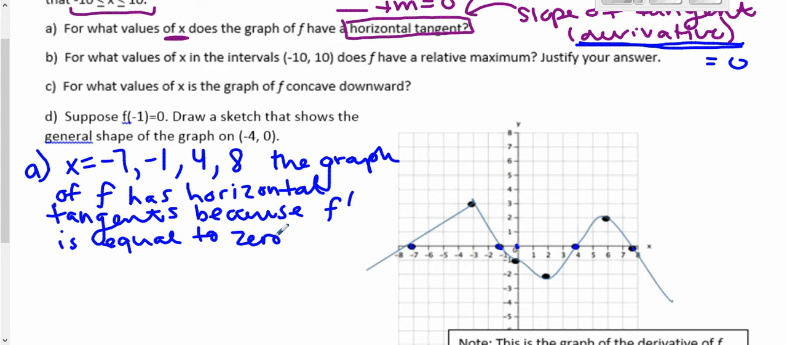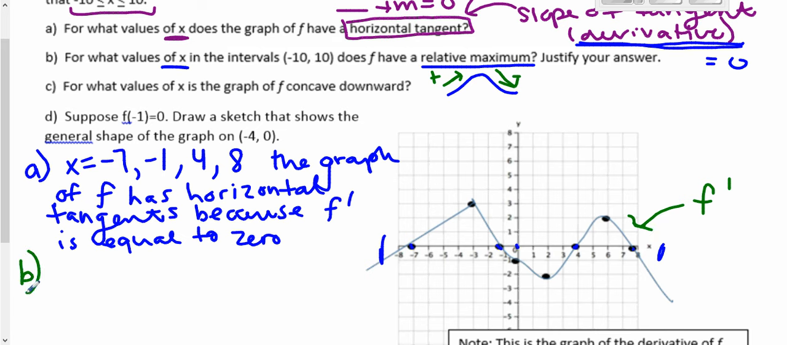Now let's look at B. So we're still going to answer in x values. So in the interval, we're looking from -10 to 10. So that just means basically we're looking at a graph. Does f have a relative maximum? So a maximum on our original graph looks like that. And it's when our derivative changes from positive to negative. So we are looking for a change from positive to negative. And this is a graph of our derivative. So you have to be really careful about what kind of graph you're looking at.